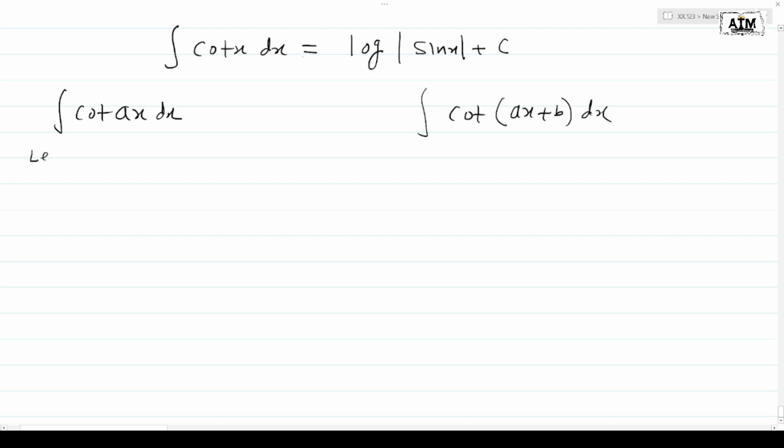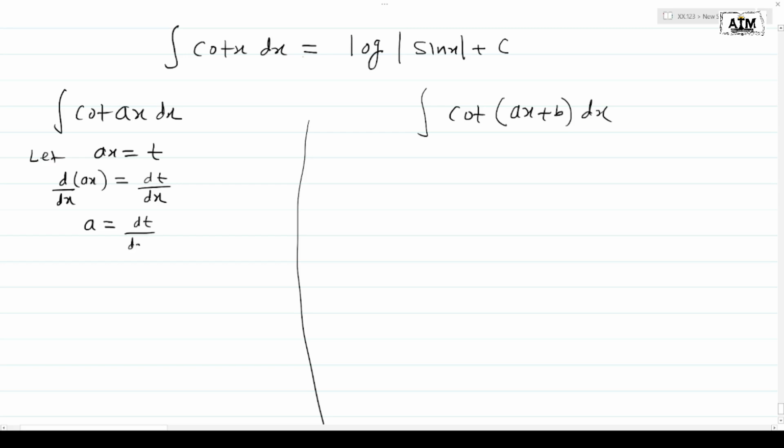Here in cot ax, let ax equal t. Whenever you put something equal to t you have to do the derivative, so differentiation of ax equals dt by dx. The derivative of ax is a, equals dt by dx, which implies dx equals dt upon a.